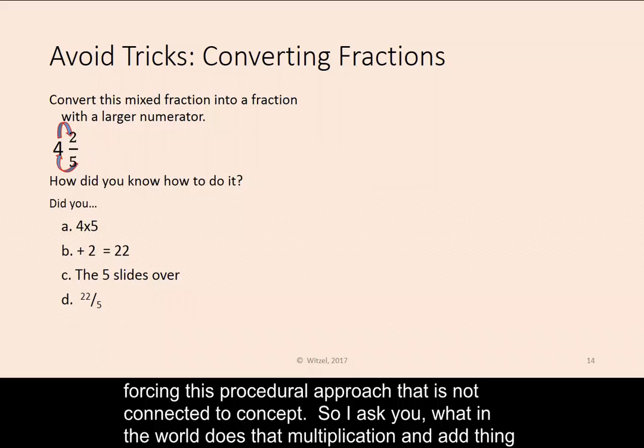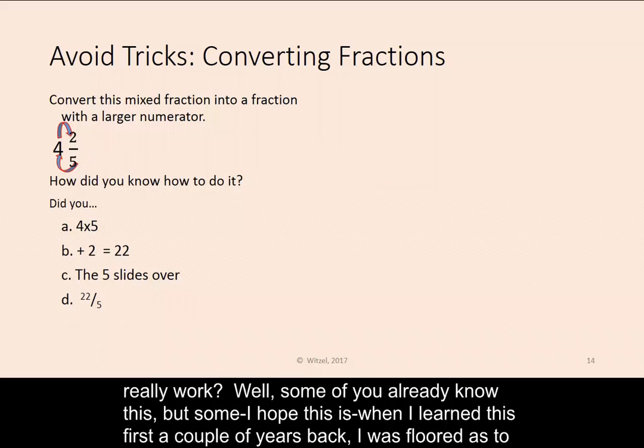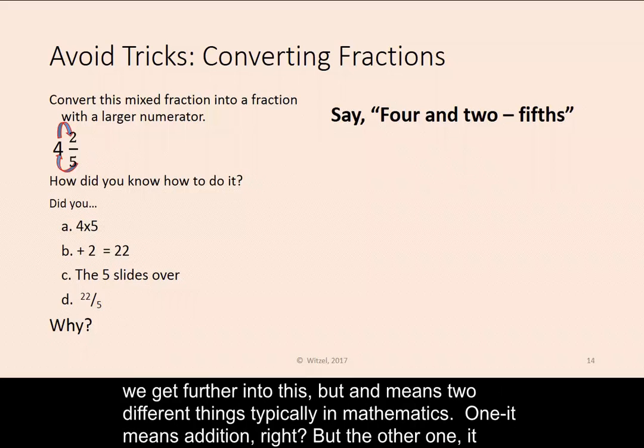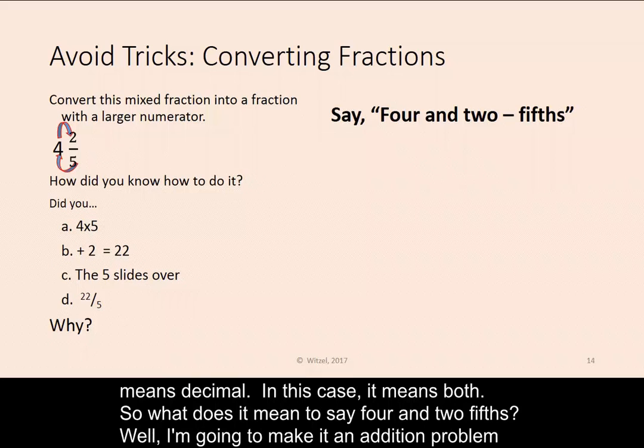So I ask you, why in the world does that multiply-then-add thing really work? Well, some of you already know this, but I hope some of you don't. When I first learned this a couple of years back, I was floored as to why it works. So first, let's say the fraction 4 2/5. When we have a mathematics language discussion later on, we'll get further into this, but "and" means two different things typically in mathematics. One, it means addition, right? But the other one, it means decimal. In this case, it means addition. So what does it mean to say 4 2/5?